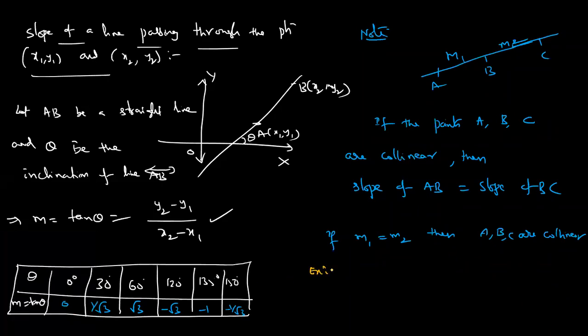I'll give an example. Last time we discussed a number of methods. Three points are collinear means how to prove their slopes are equal. Otherwise, the area of triangle ABC is how much? 0. Discussed.